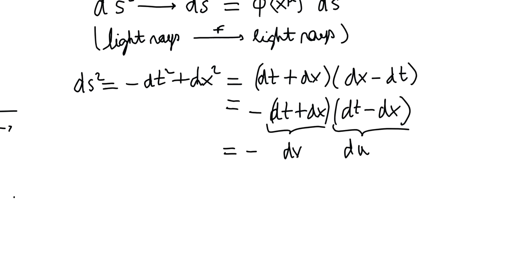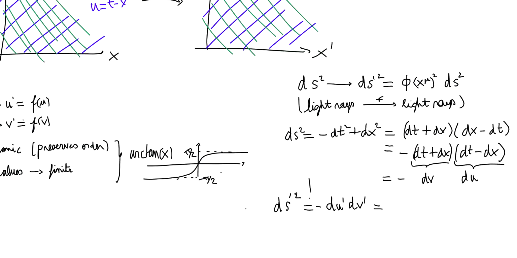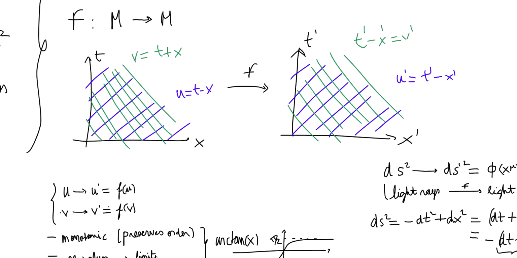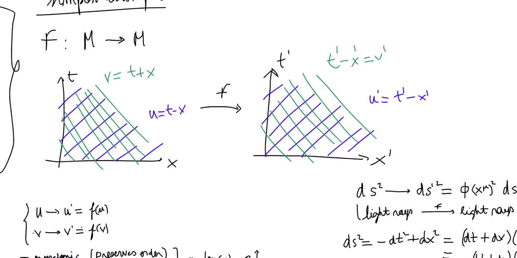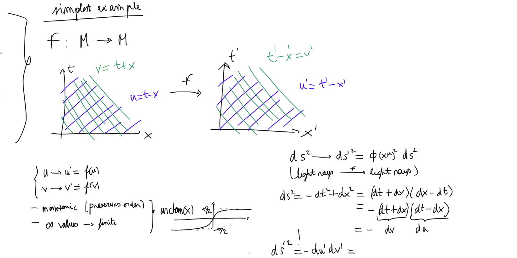And to be sure they will be mapped onto light rays, I write that ds prime square should be equal to minus du prime dv prime, right? That's a condition, that's what we want to check. So here are u prime, v prime, and here v is t plus x and u is t minus x. Okay, I'm sorry that we cannot visualize that at the same time, but let's try to keep it in mind.